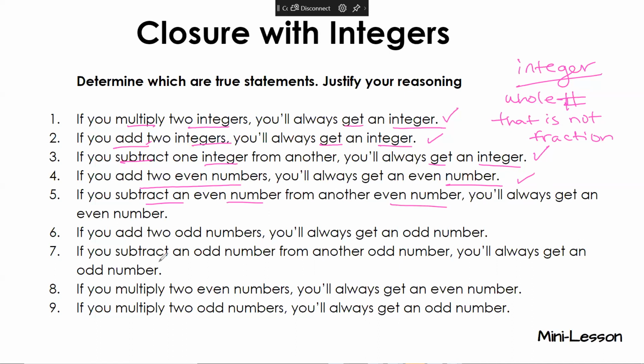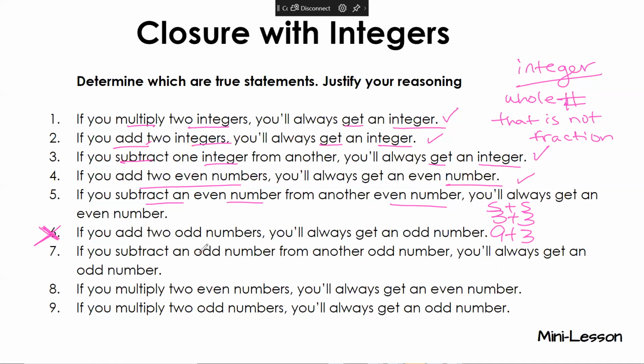If you add 2 odd numbers, do you always get an odd number? Give me an example. 9 plus 3, 3 plus 3, etc. 5 and 5. 7 plus 7. Okay, so you get the point, right? So this is not true.